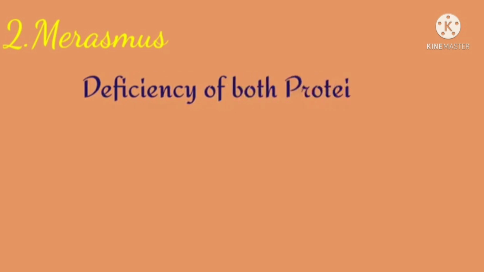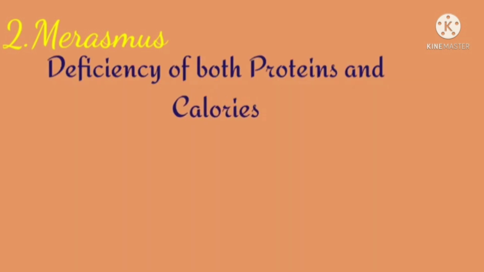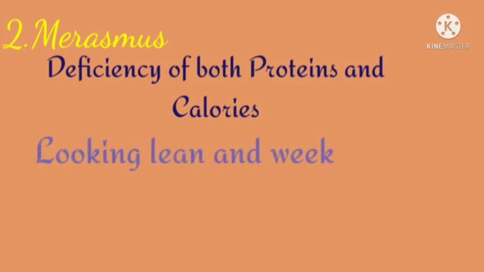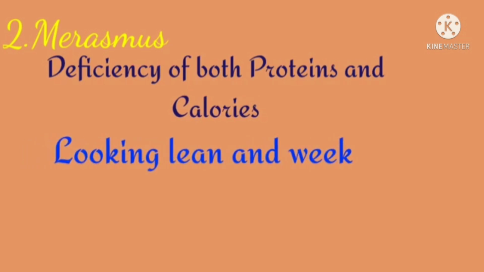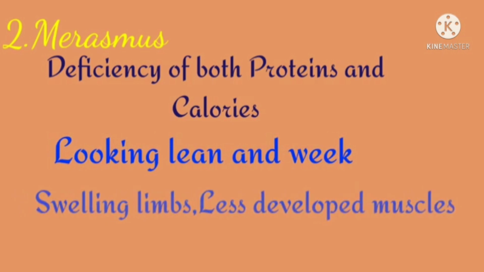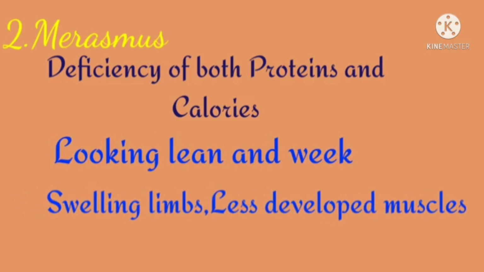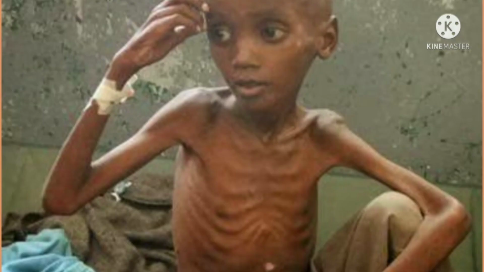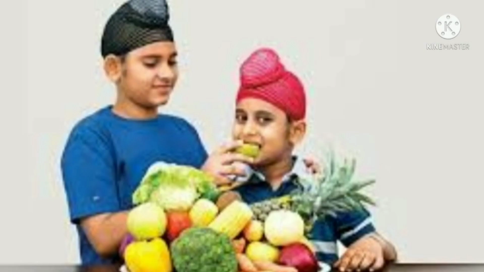Marasmus. This is due to deficiency of both protein and calories. The symptoms of marasmus are looking lean and weak, swollen limbs, less developed muscles, dry skin, and diarrhea. By feeding the affected children with the proper nutrients, we can save them from marasmus.